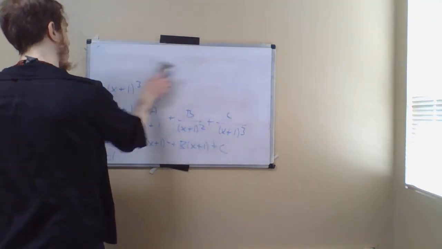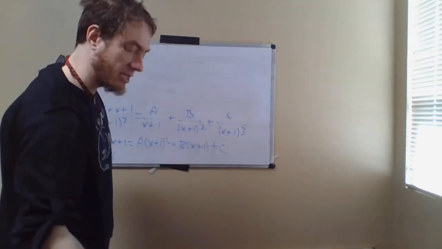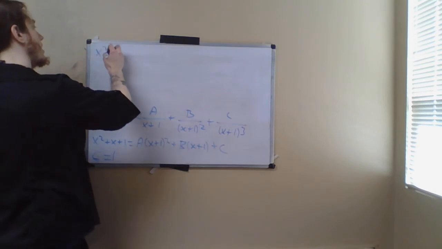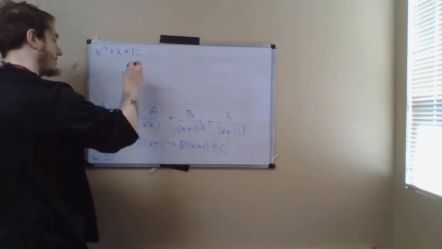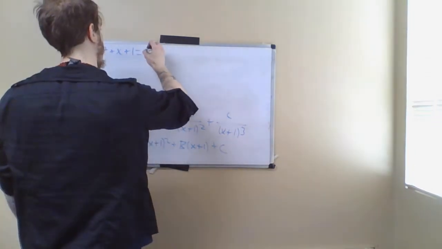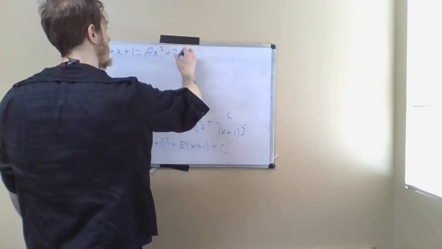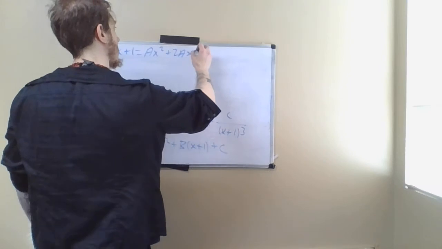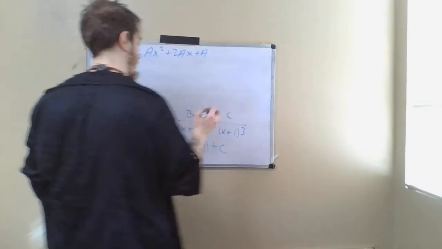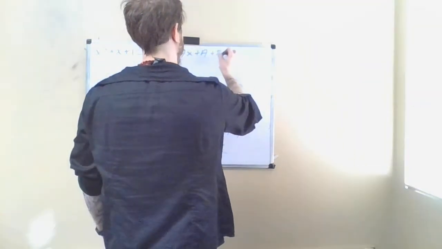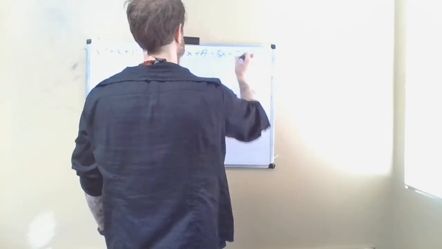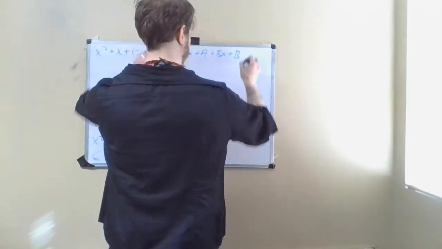And then we can go back and say, well, this means x squared plus x plus 1 has to be equal to Ax squared plus 2Ax plus A plus Bx plus B plus 1.